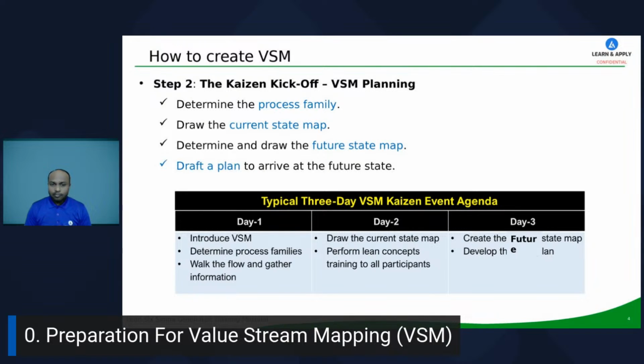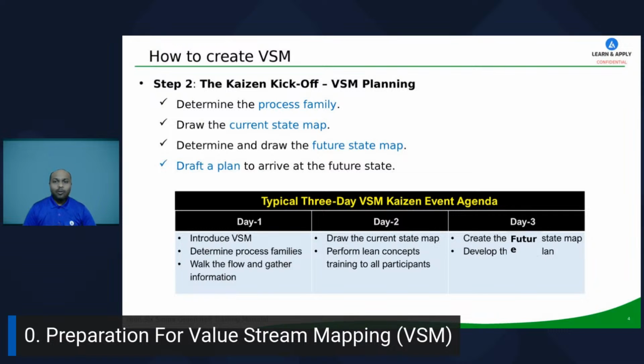On day two, we are going to draw the current state map and perform the lean concepts training for all participants. When we analyze the current state and define the improvement opportunities, everyone in the group must know, okay, this is a waste and we can initiate some action on that so that we can eliminate that kind of waste from our process. On day three, we need to create the future state map based on the improvement opportunities that we have identified. So this is the approach and preparation, right?